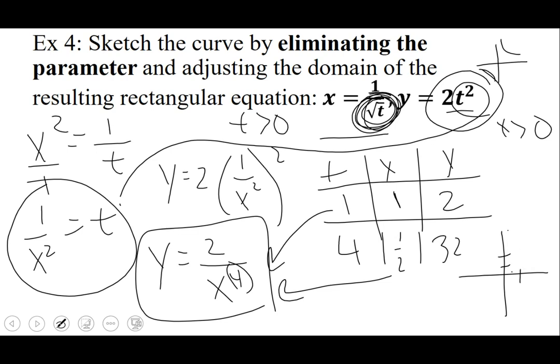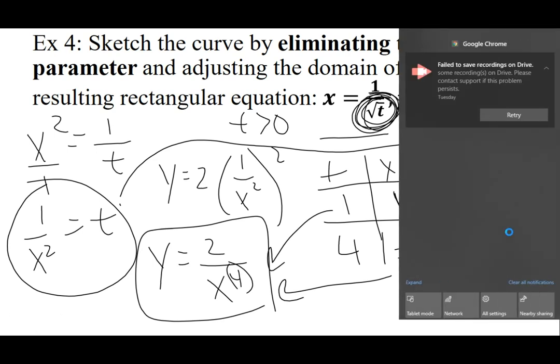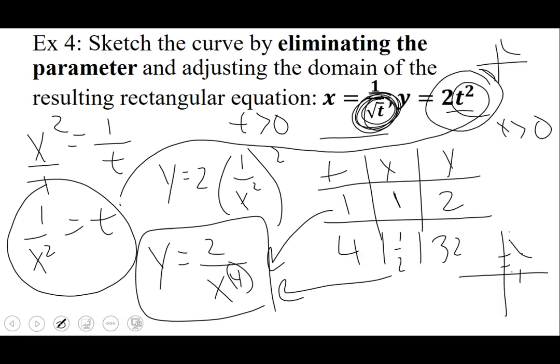So if I use these points that I've chosen, so 1, 2 would be a point, and then 1/2, 32 would be a point, and it looks a little strange. And again, so here is part of the graph. And again, the orientation would go like this, because as you choose larger values of t, your x and y coordinates would be graphed 1, 2, 1/2, 32. So again, you're going to follow the arrows there.